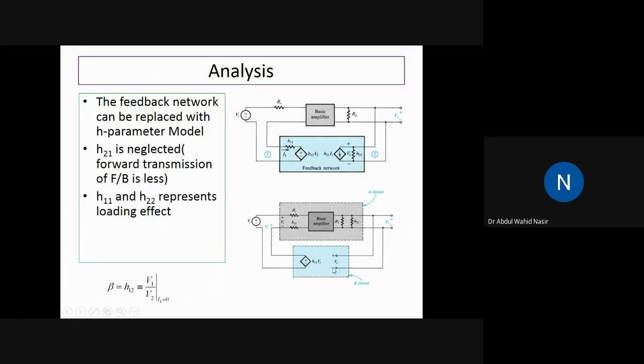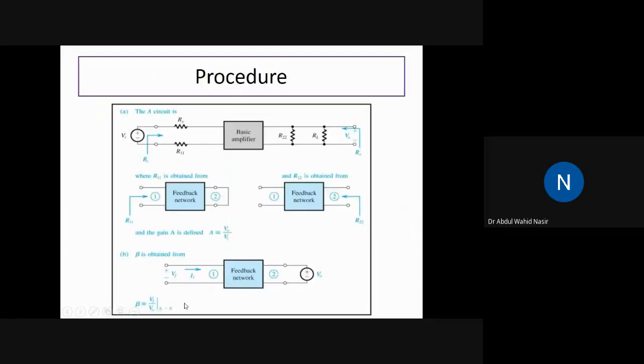So this is the feedback network for beta. V naught is the input voltage, and the output we are having is H12 V naught. That means H12 is actually the beta. So beta will be equal to H12, which is equal to V1 by V2 at I1 equal to 0. From here, we can have the value of beta.